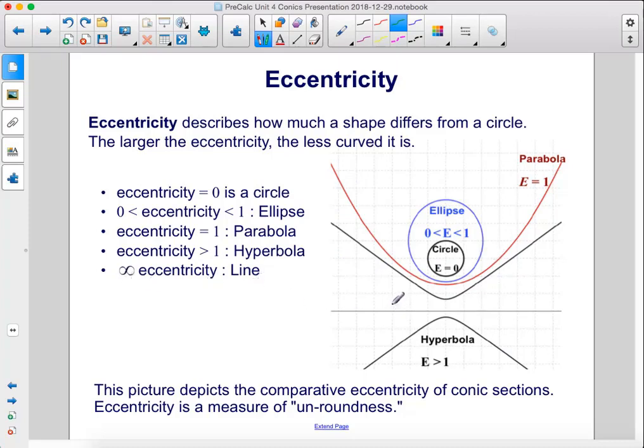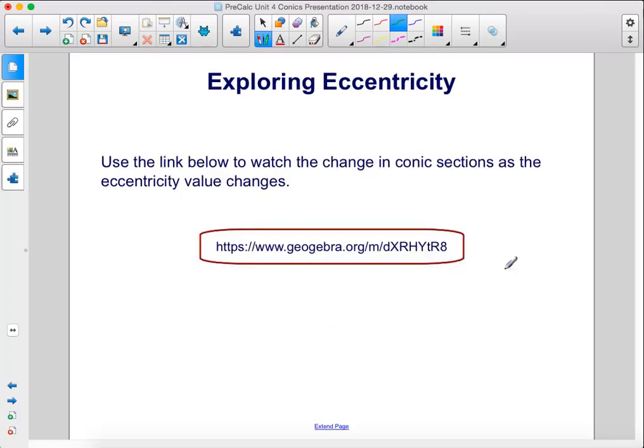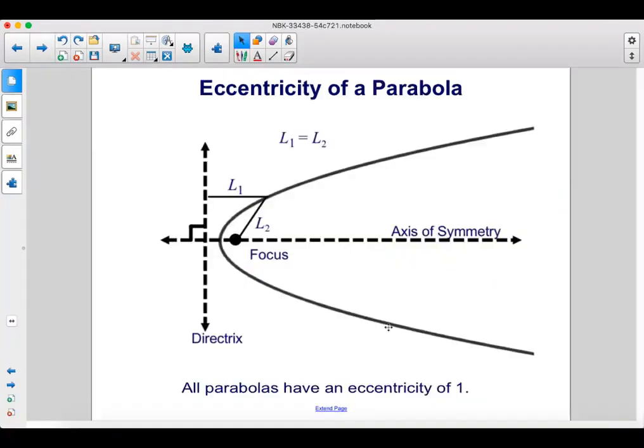This picture depicts the comparative eccentricity of conic sections. Eccentricity is a measure of unroundness. Use the link below to watch the change in conic sections as the eccentricity value changes. All parabolas have an eccentricity of 1.